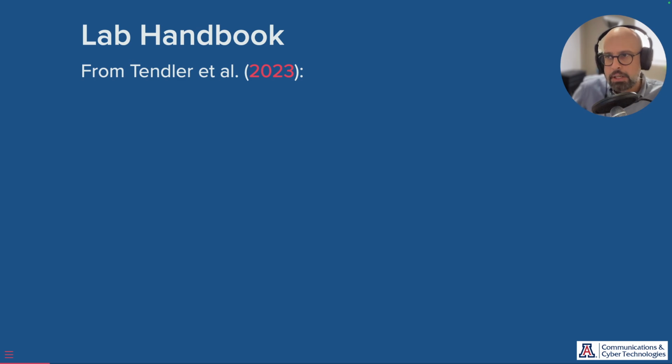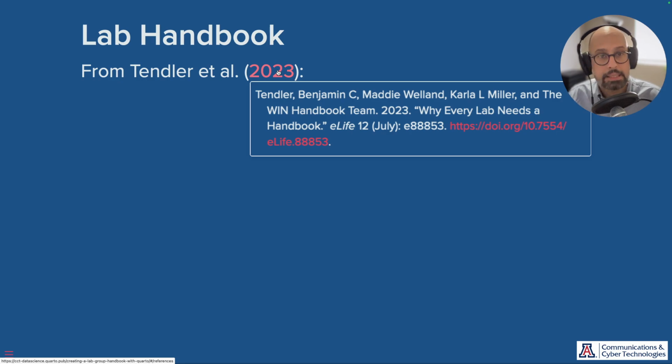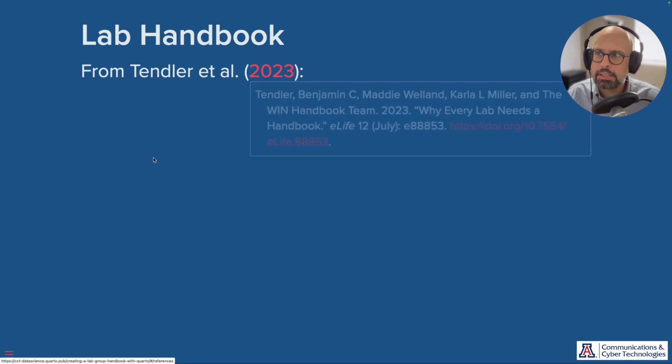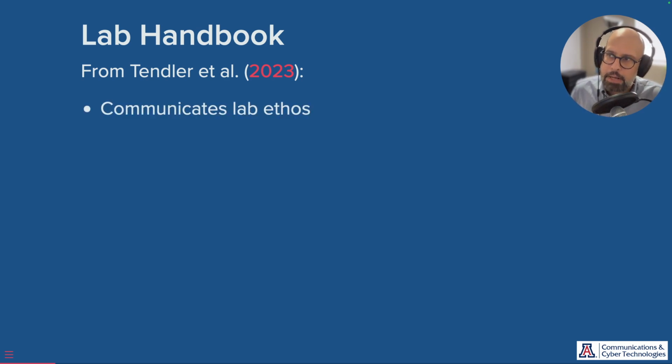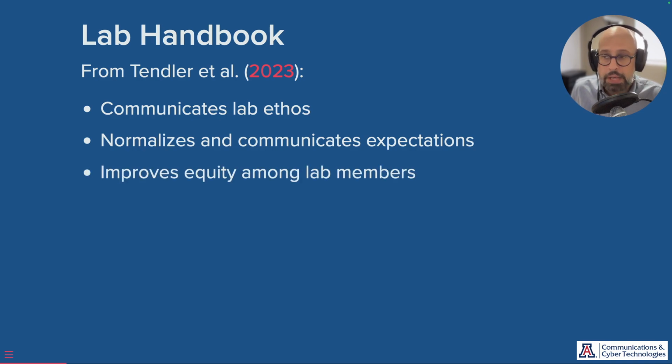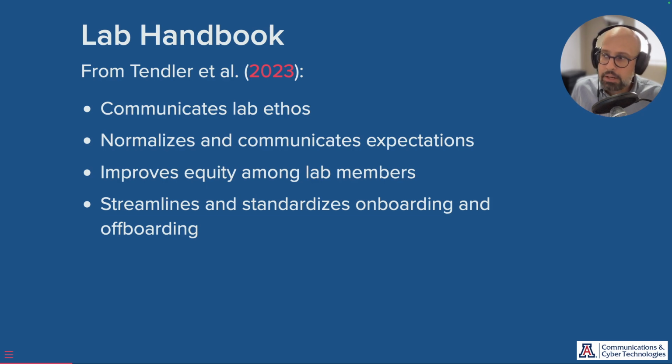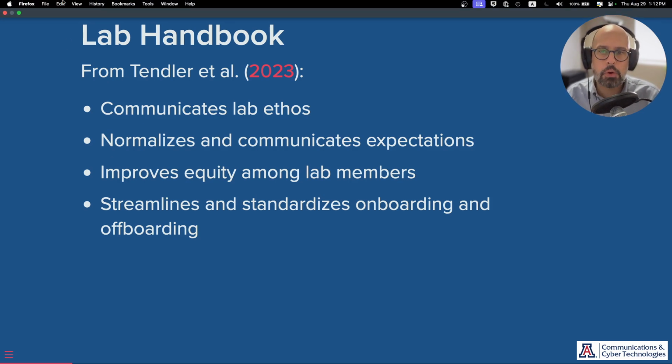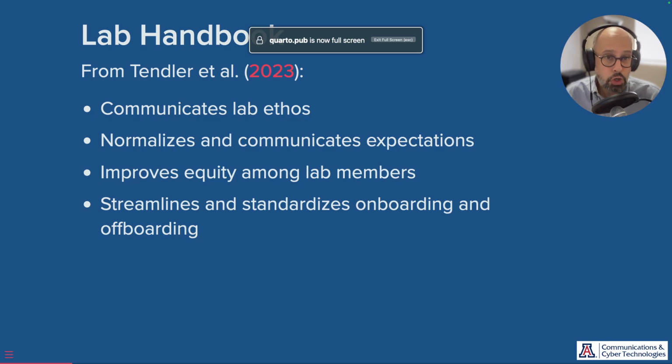So what is a lab handbook? This presentation or this tutorial is largely inspired by this Tendler et al. paper titled Why Every Lab Needs a Handbook in eLife. I do recommend reading this, but in the paper they describe that a lab handbook is a living document that communicates the lab ethos. It normalizes and communicates lab expectations, improves equity among lab members, and it streamlines and standardizes the onboarding and offboarding processes in a lab. And in the paper, they describe some scenarios that could be avoided if a lab just had a lab handbook with some of these things in it.